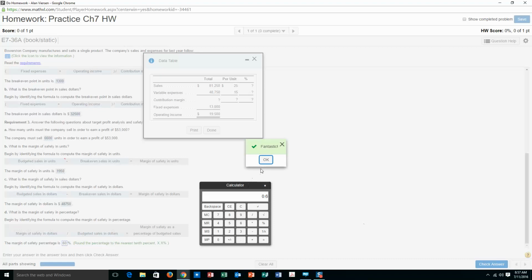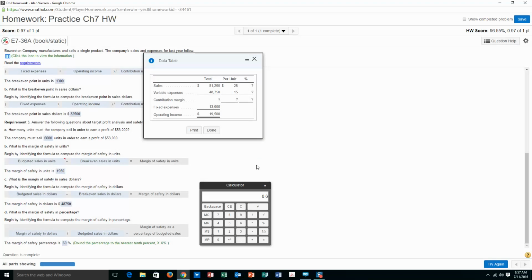Now we've completed the biggest problem in the homework, and hopefully that'll give you some idea if you had any issues with the other questions.